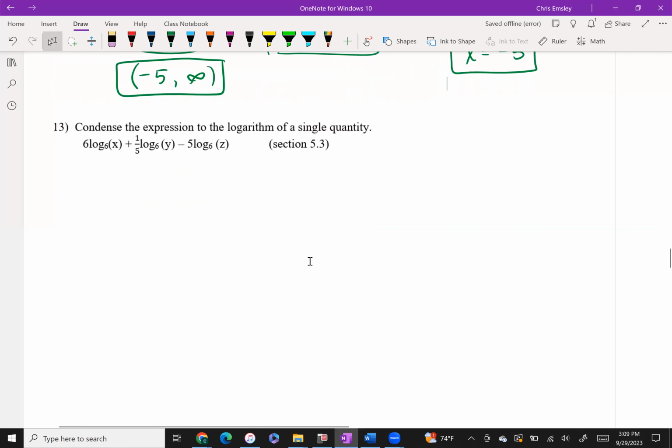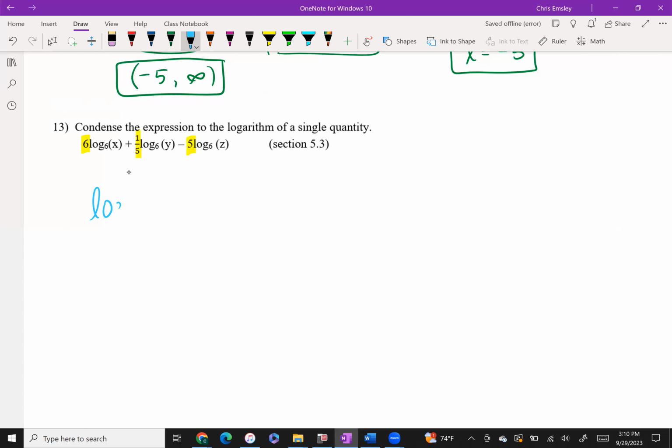Number 13, we want to condense this logarithmic expression. So we are going to use our properties of logarithms to put these together into a single logarithmic expression. First thing we need to do, we cannot combine logarithms that have all these different numbers in the front. So we want to use the property first where we can take that number in front, the coefficient, and put it up into the exponent of our logarithm.